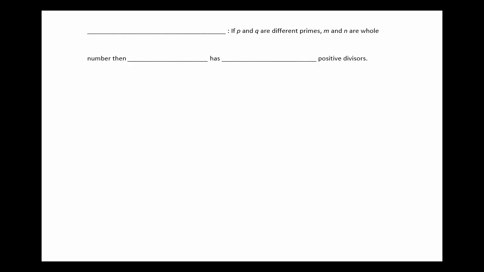Okay, so let me give you a useful theorem on how to determine the number of divisors. If P and Q are different primes, N and M are whole numbers, then P to the N times Q to the M has N plus 1 times M plus 1 positive divisors. Okay, so what is that even trying to say?